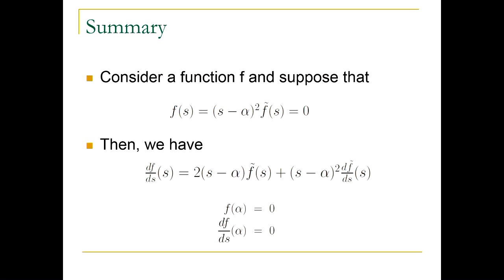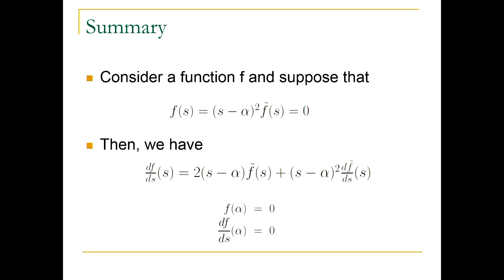But note, if I take a derivative of this, then the derivative is equal to this. So I have 2 times the derivative of that times that, plus that times the derivative of that. This is basically just the derivative of a product of 2 functions. But note now that we have here s minus alpha and we have here (s minus alpha) squared. So note that s equal alpha is also a 0 for the derivative of f.